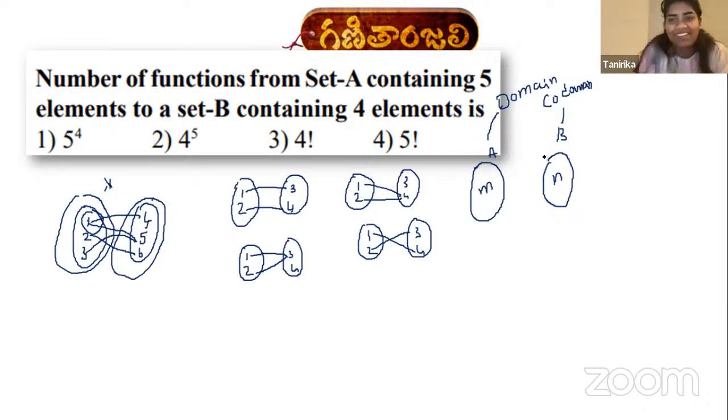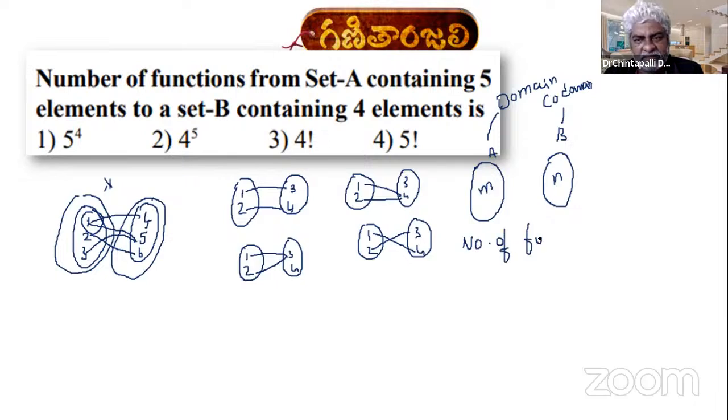Oh, we never came across that. We only know about domain and range. Range is a part of codomain. I will explain what is range. See, domain contains M elements. Codomain contains N elements. Now, the number of functions.